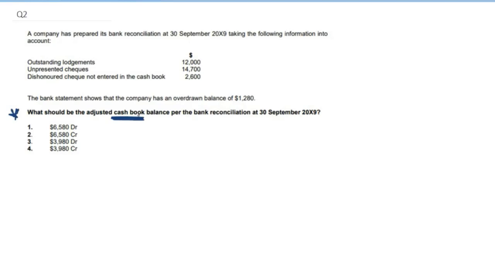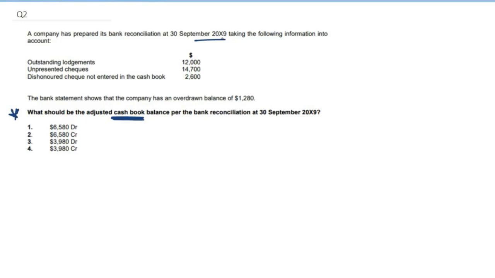Okay, that's what I'm looking for. I know that. Great. Let's go back to the scenario. A company has prepared its bank reconciliation at the year end, 30th of September X9, taking the following information into account. Let's work our way through these. Let's understand what it's telling us.